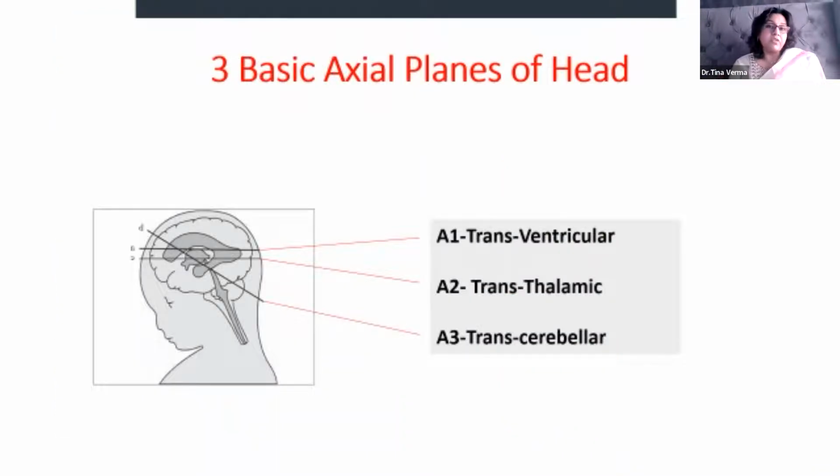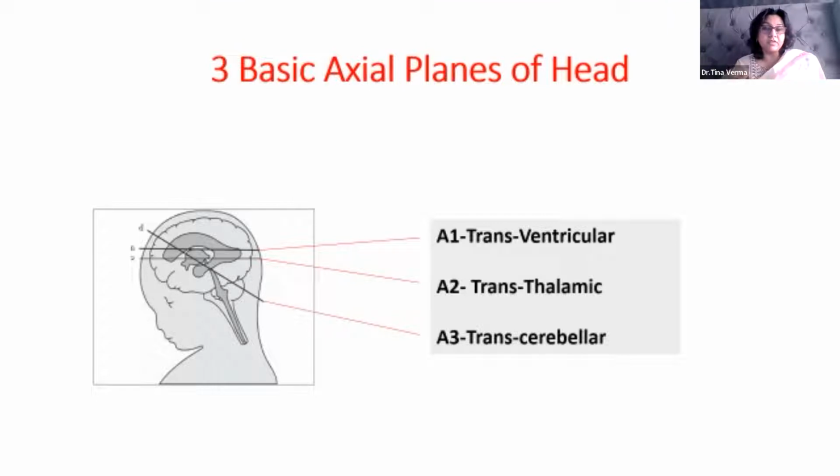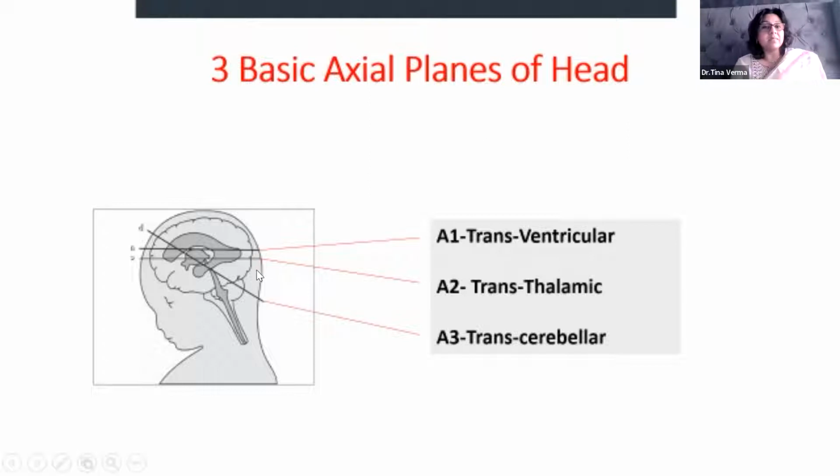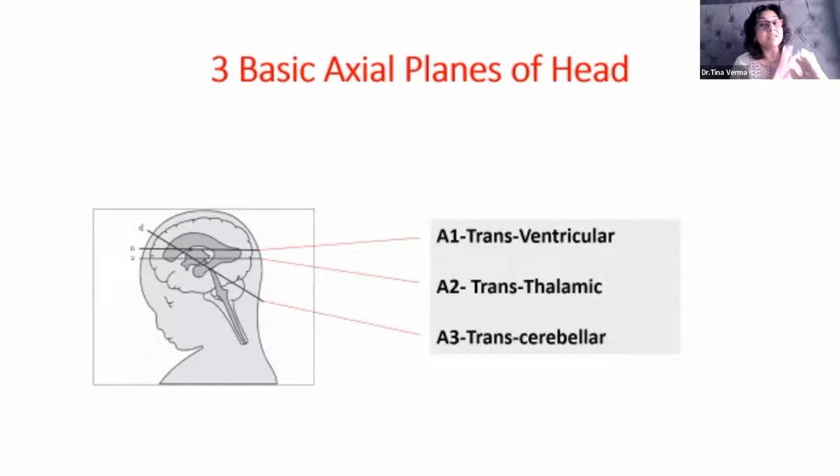The 3 basic planes of head examination are at the level of thalamus, at the level of ventricles, and at the level of cerebellum. These 3 planes I'll be repeating again and again, and the importance of these 3 planes I'll be talking about throughout the lecture. These 3 are the basic planes which are to be done in any level 2 scan. So any level 2 scan has to have these 3 basic axial planes. This is not a part of neurosonogram. This is a part of basic screening examination of the head.